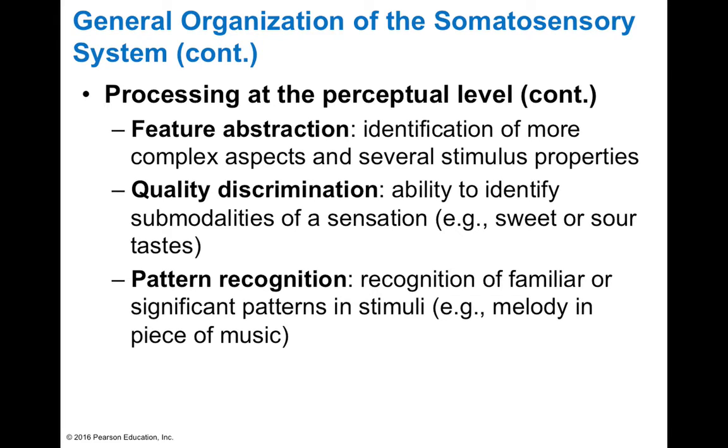Now, perceptually, we can also kind of divide this into more precise discriminative qualities here. Like, for instance, we can understand the more abstract features of a stimulus, like identifying complex aspects of a shape. We can also have quality discrimination, where we can actually identify submodalities like sweet versus sour or pain versus temperature. We can differentiate the stimuli. It's not just one type of stimulus. And we also have pattern recognition, where we can match a stimulus to a memory of something, and that helps us to recognize patterns in our environment.